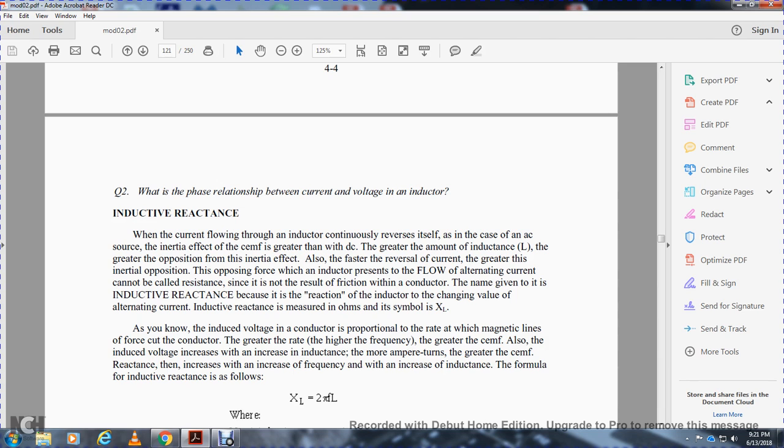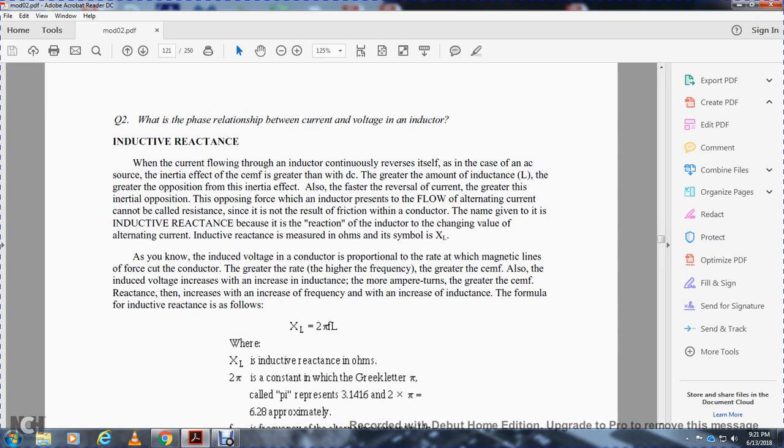As known, the induced voltage in a conductor is proportional to the rate of change of the magnetic lines of force of the conductor. The greater the rate, the higher the frequency, the greater the counter electromagnetic force of the induced voltage. The inductive voltage also increases with the inductance. The more ampere turns, the greater the counter EMF. Reactance then increases with the increase of the frequency and with the increase of the inductance. The formula for inductive reactance is as follows.